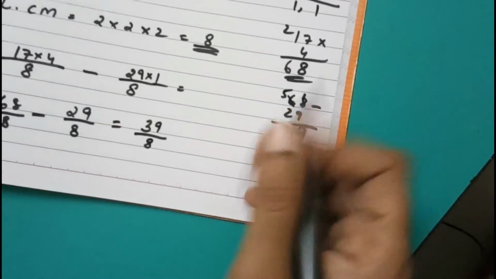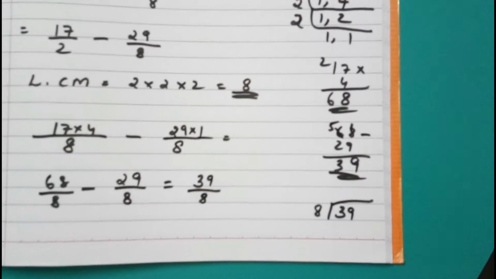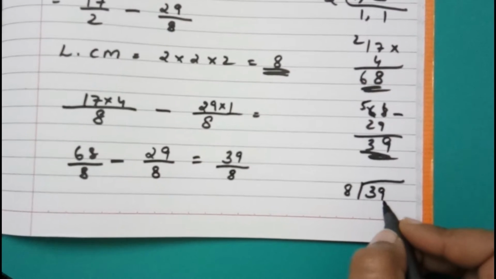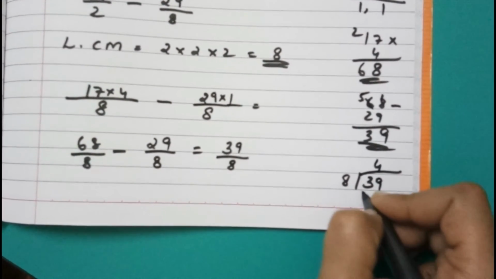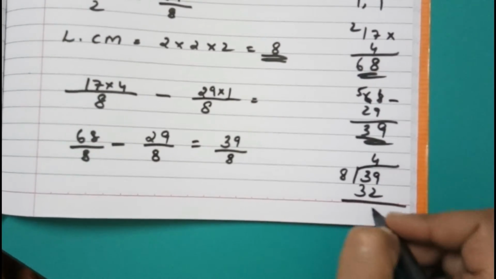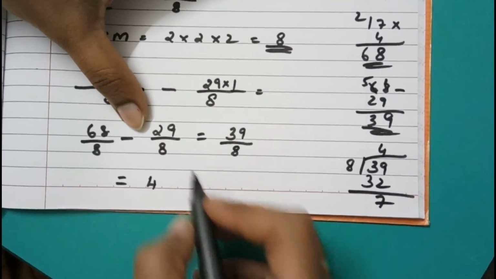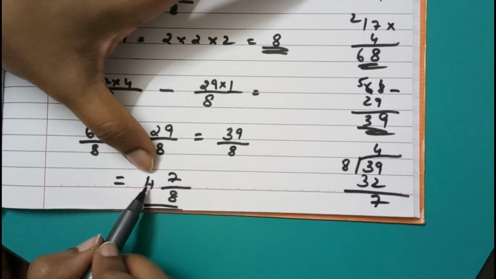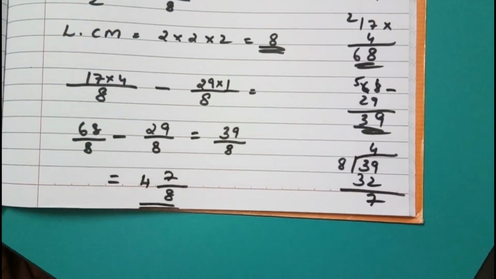So what can we write? We need to find the mixed fraction. 39 divided by 8. Now 8 will go in 39 how many times? 8 4s are 32. 8 5s are 40. So 4, 32. 39 minus 32 is 7. So what will be the answer here? 4 7 by 8. Calculating this, 8 4s are 32. 32 plus 7 is 39. Clear? This is how we calculate. So this is the completion of question number 1.